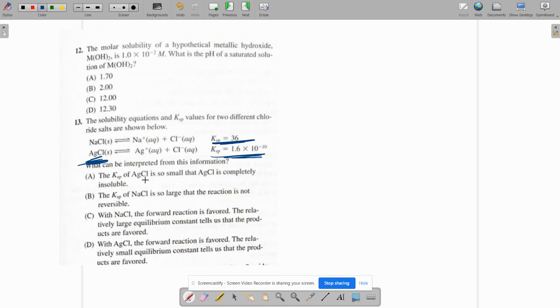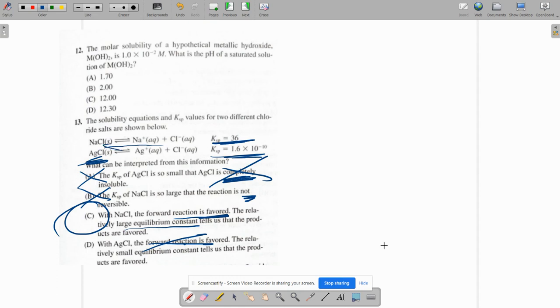I'm back. The Ksp of silver chloride is so small that AgCl is completely insoluble. That is a dangerous word. So A is not true. It's not very soluble, but it's a little soluble. The Ksp of NaCl is so large that the reaction is not reversible. Well, guess what? All reactions are pretty much reversible. And with NaCl, the forward reaction is favored. I like this. The relatively large equilibrium constant tells us that products are favored. Totally can get on board with that one. Letter D, with silver chloride, the forward reaction is favored. That is not true, because in fact, the backward reaction will be favored. So C is the best answer.